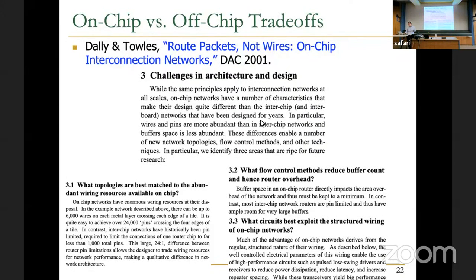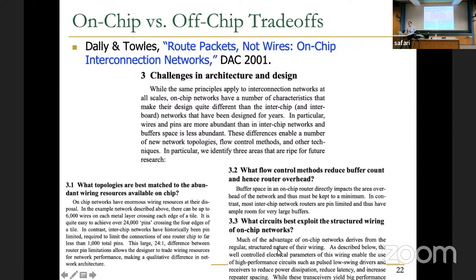So there are interesting questions that it poses. This enabled a lot of research in on-chip networking. What topologies are interesting? What flow control methods are interesting? This is something that we'll talk about. What flow control methods, what buffering is interesting? Because a lot of people looked at the topologies after this work, but not many people looked at the buffering.